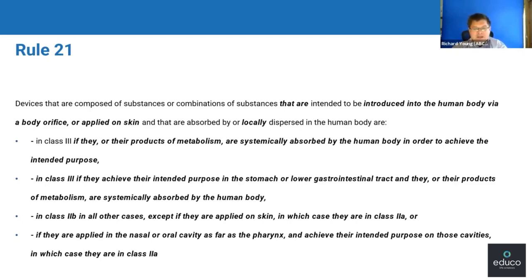And here are the classifications: class 2B in all other cases, except if they're applied to skin, in which case they're class 2A. If they're applied in the nasal or oral cavity as far as the pharynx, and achieve their intended purpose in those cavities, they're class 2A. That's, again, dental treatments coming in there that may have a level of absorption. So you can see we're really trying to cover a vast range of products here.